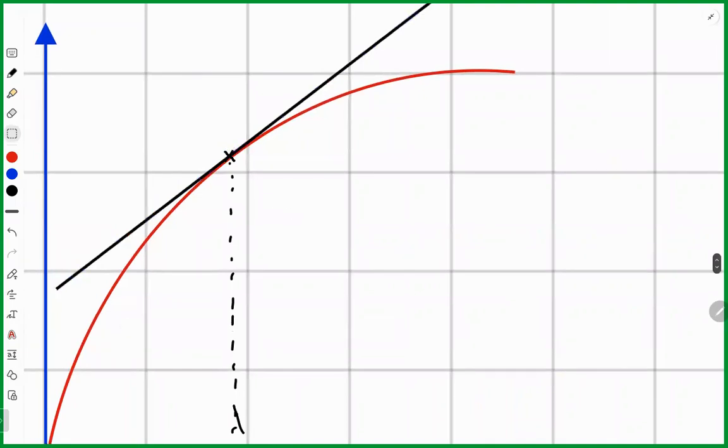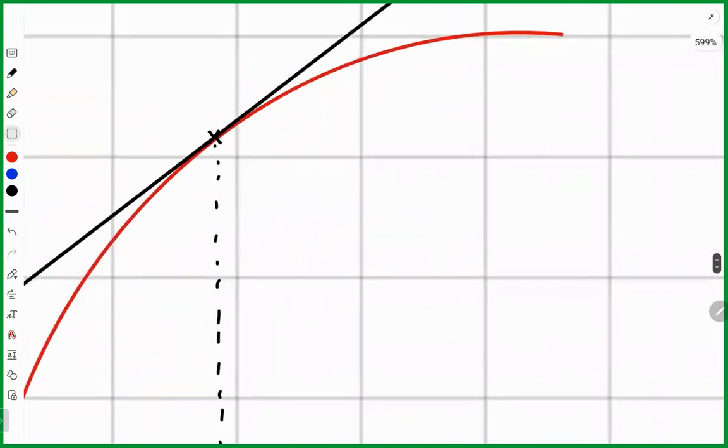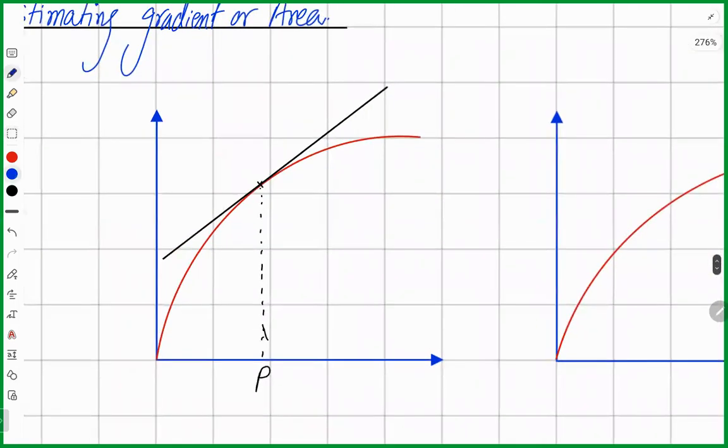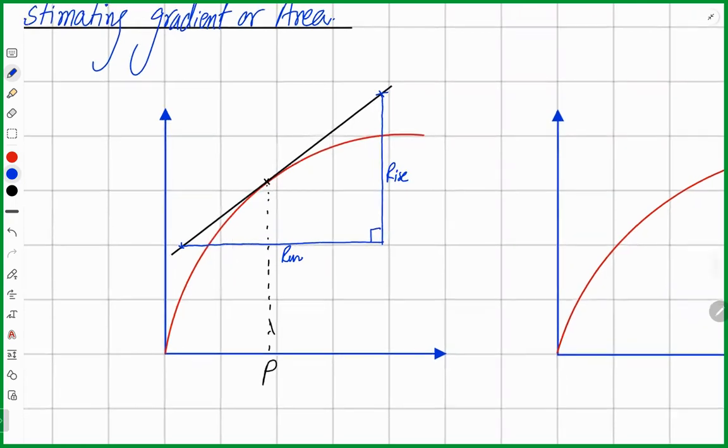Like this. Now, what you need to do is select any 2 points on the tangent, like point number 1, point number 2. Draw a vertical line from the higher point. Draw a horizontal line from the lower point and complete a right angle triangle. And then use this rise and this run to find the gradient of this curve at this point.